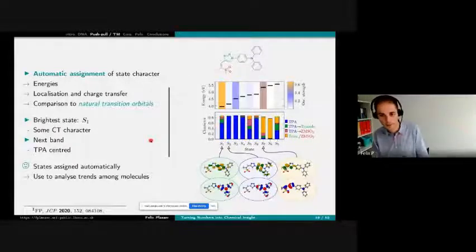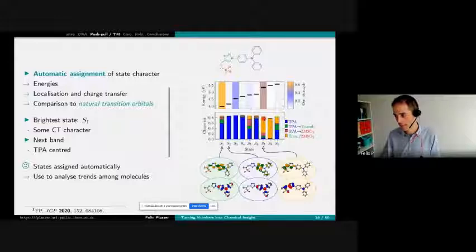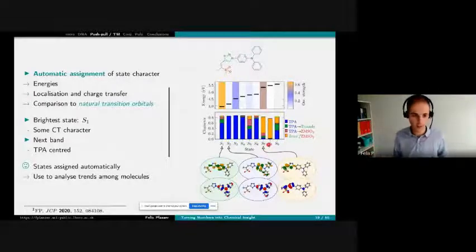So aside from the fact that we have a few white boxes, we can assign the states automatically, and we have the assignment here that corresponds to the orbitals. Then, for example, you can look at trends. You can see how things change once we change the substitution or whatever, the conformation of the molecule.